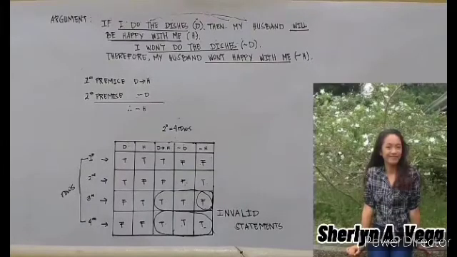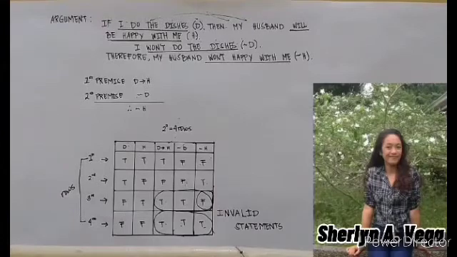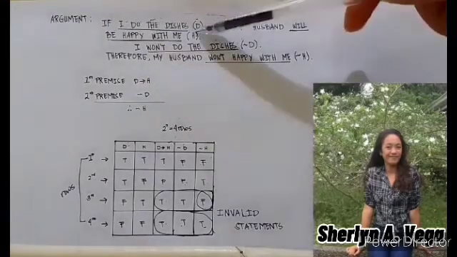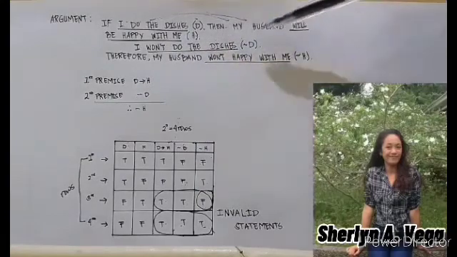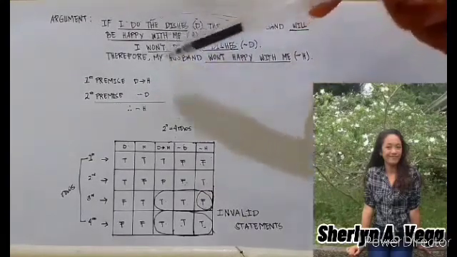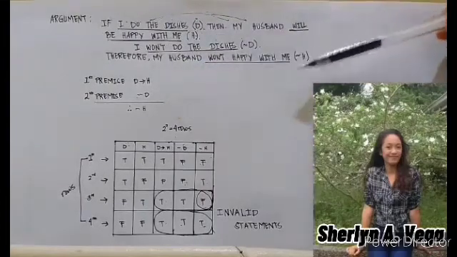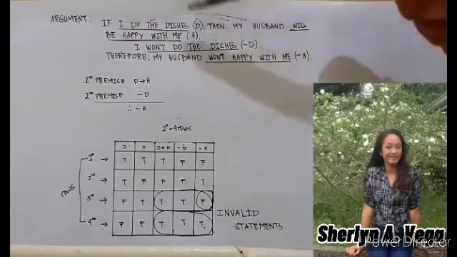Good day everyone, I am Sherlyn Vega and now I am going to determine the validity of the following arguments, whether it's invalid or valid. So we have here a simple statement. If I do the dishes, then my husband will be happy with me. I won't do the dishes, therefore my husband won't be happy with me. So this is our simple statement.